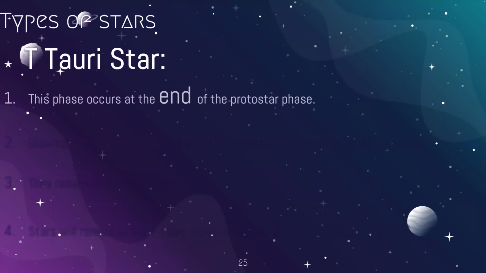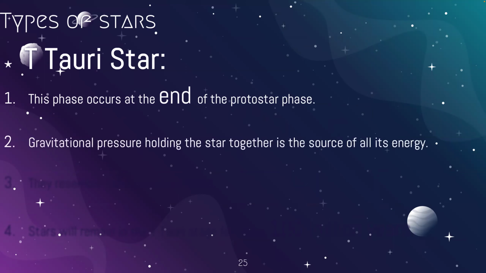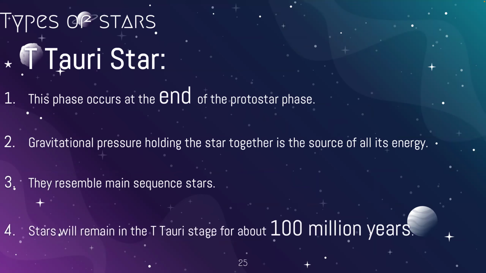Now, T-Tauri star. This phase occurs at the end of the protostar. I mean, you can consider it to be an end of the protostar or a beginning of what? Fusion reaction. So gravitational pressure holding the star together is the source of all the energy. No fusion has started yet. They resemble the main sequence star. I mean, this is the beginning of the main sequence star. The star will remain in the T-Tauri stage for about 100 million years.